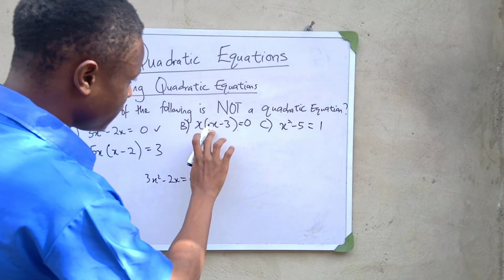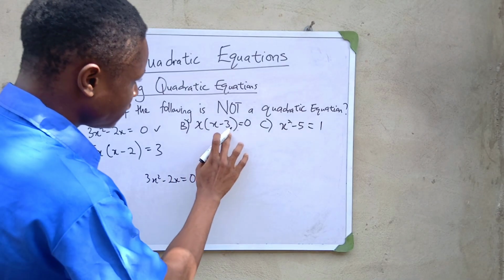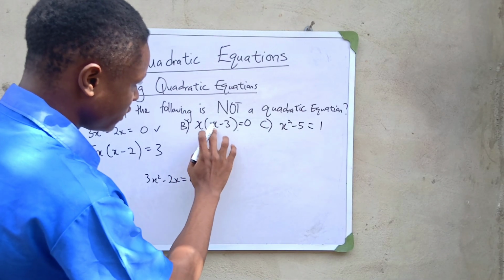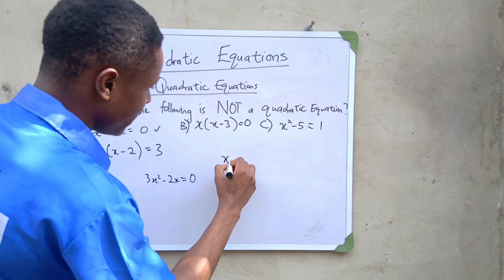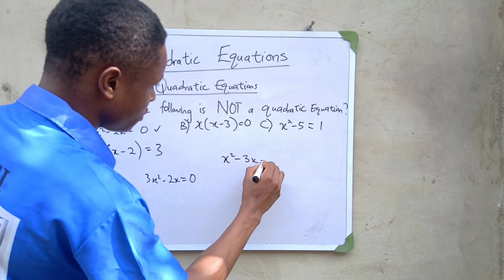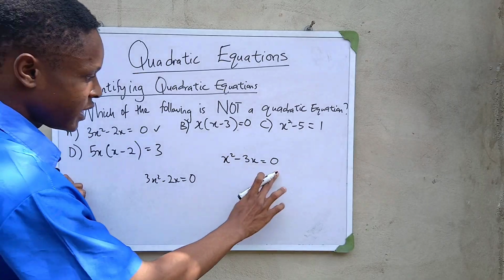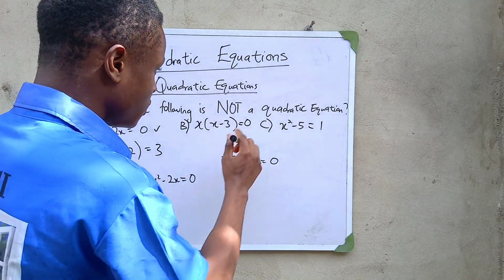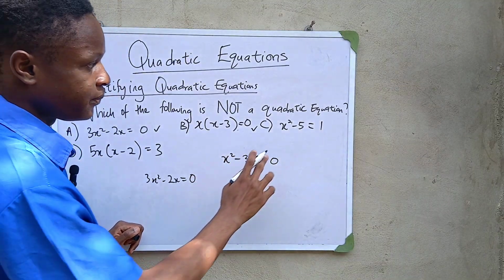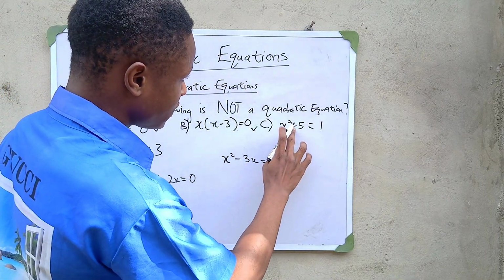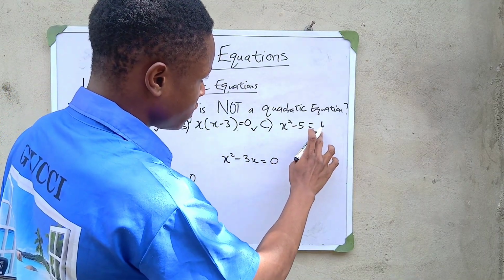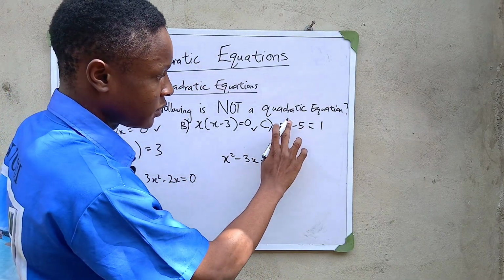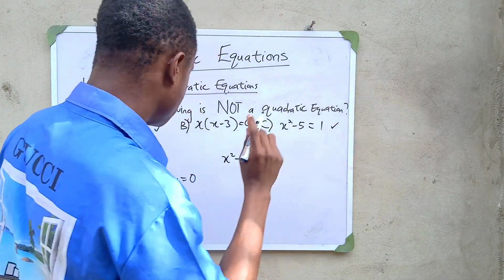So let's check for this one too. We have to expand this first to solve. So let's expand this. x will go to everything in the bracket. So we have x squared minus 3x is equal to 0. So is this a quadratic equation? Yes, because the highest power of the unknown is 2. So yes, this is also a quadratic equation. So here too, we have x squared minus 5 is equal to 1. This is a quadratic equation because the highest power of the unknown is 2. So this is a quadratic equation.